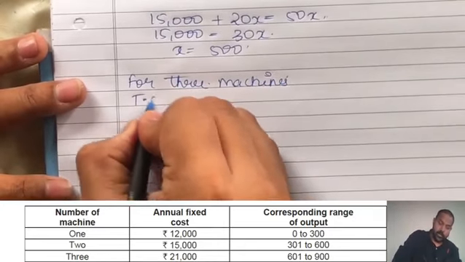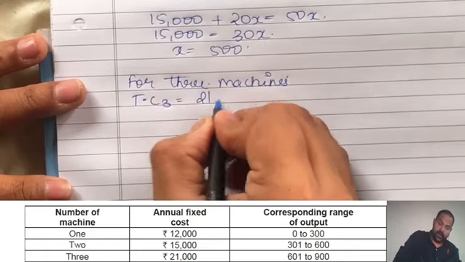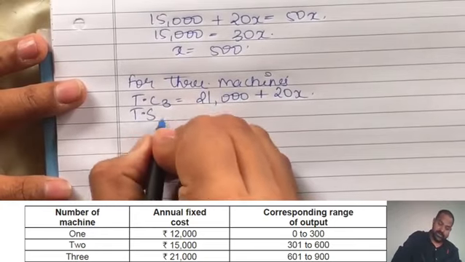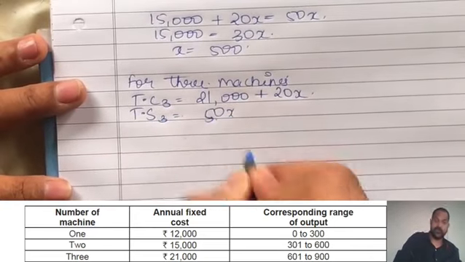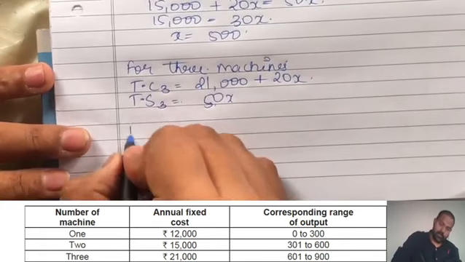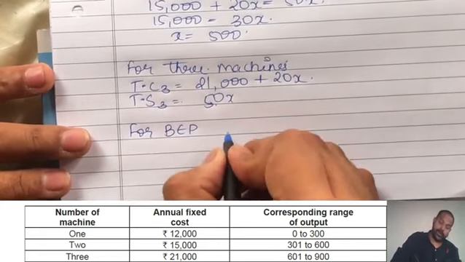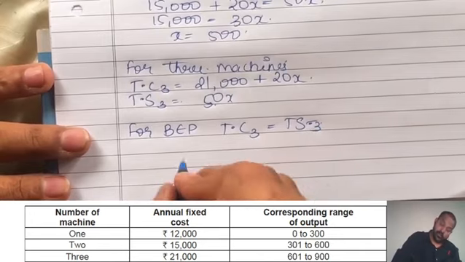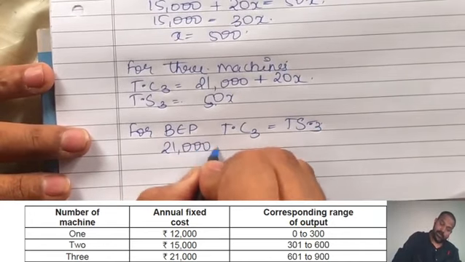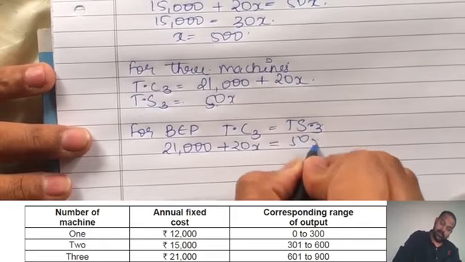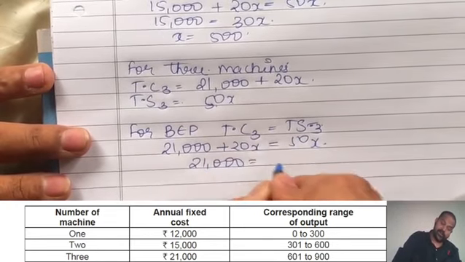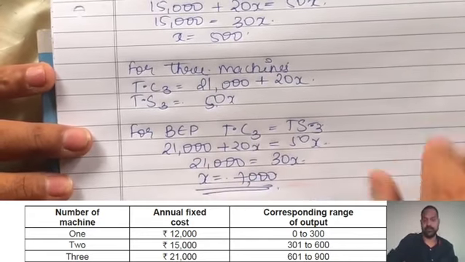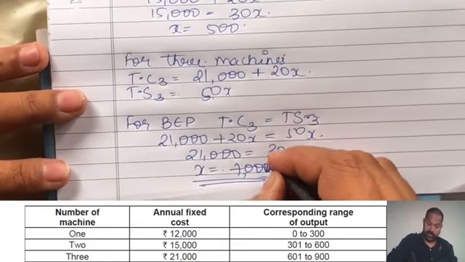For 3 machines, total cost is 21,000 plus 20x. Total sales in 3 is 50x. So, for the break-even point, total cost in 3 should be equal to total sales in 3, which will be 21,000 plus 20x is equal to 50x. 21,000 is 30x, or x is equal to 7,000. Sorry, x is equal to 700.